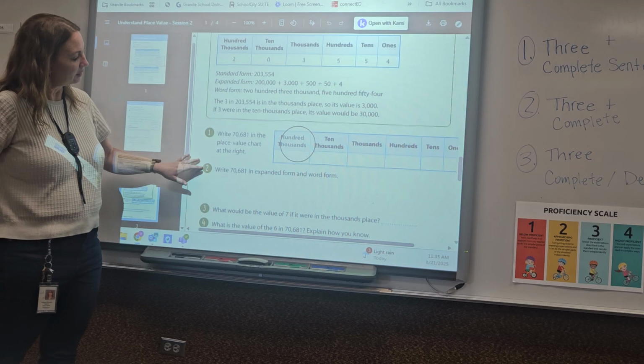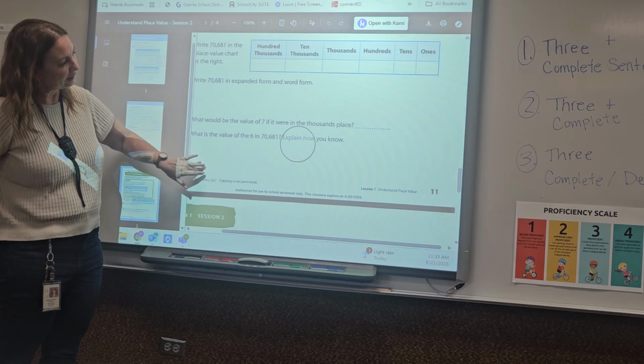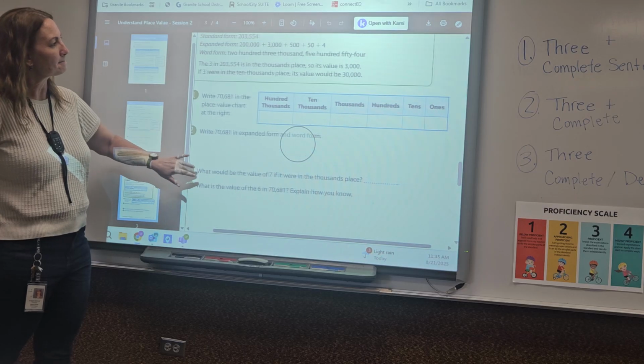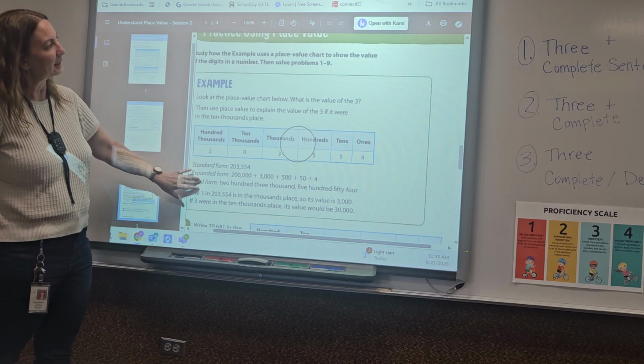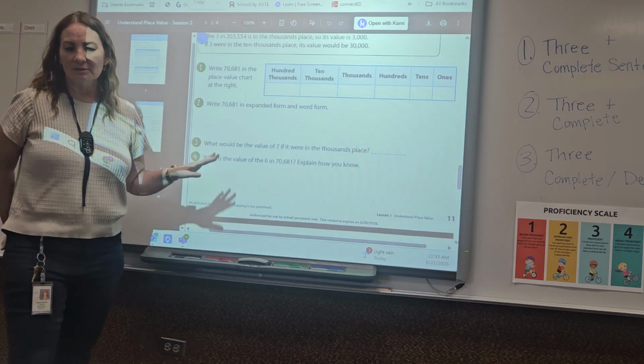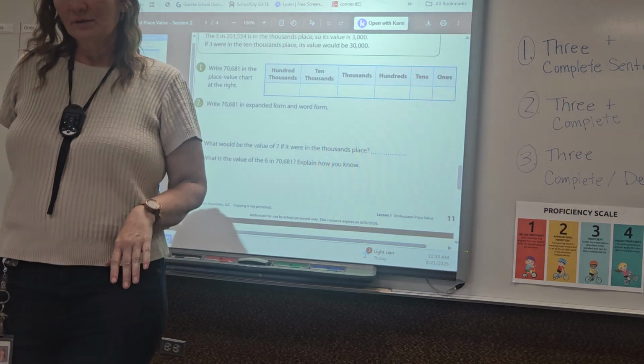Let's go on to page 11. Did you also do this page? Yes. You did.